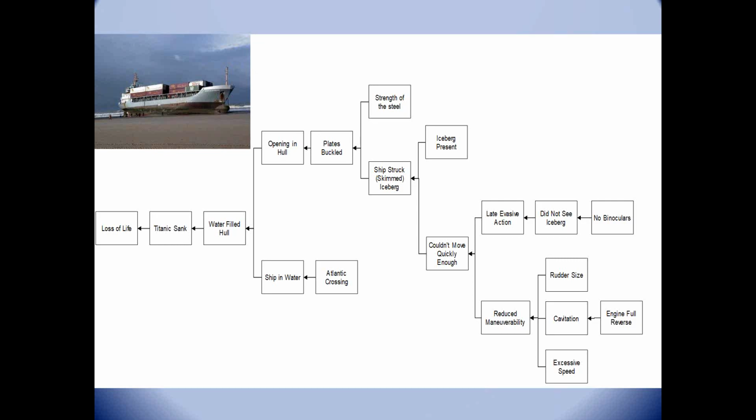But if we would have eliminated almost any one of these things, including the plates buckling, where the ship wasn't designed right to contain the water in that area and keep the ship from sinking, there's a very high probability that the Titanic would not have sunk. But again, it's finding out what the real root cause was, what we could have eliminated to keep this issue from happening again.